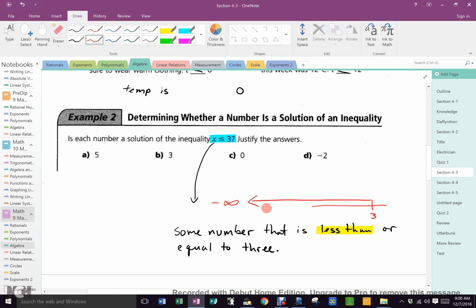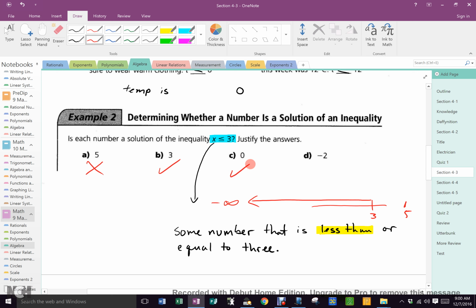So, is 5 to the left of 3? Where's 5? It's going to be way over here somewhere, isn't it? There's 5. So is 5 one of our possible infinite answers? No, because it's to the right of 3. Is 3 allowed? Yes. Which is it, Kian? Yes. Why? Because it says equal to. So 3 is okay.